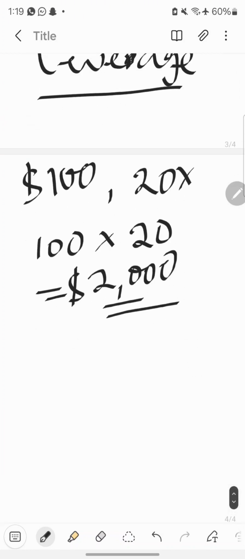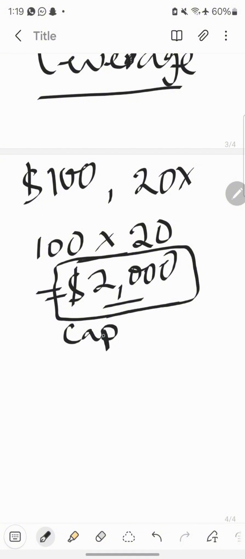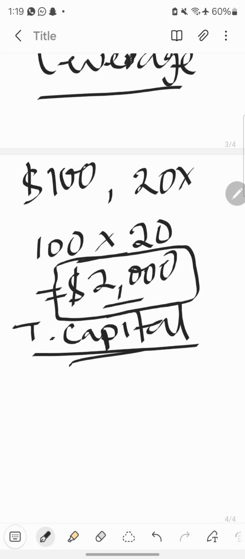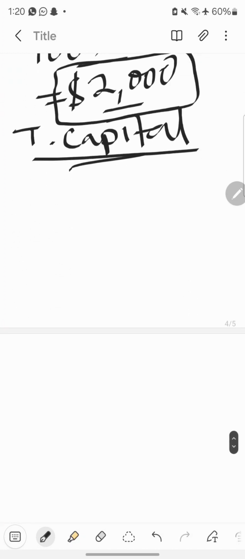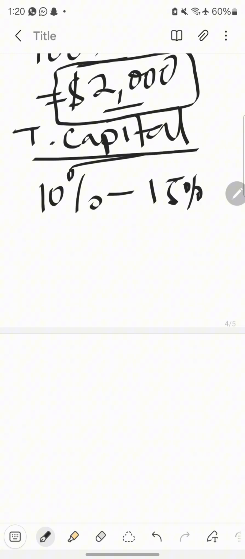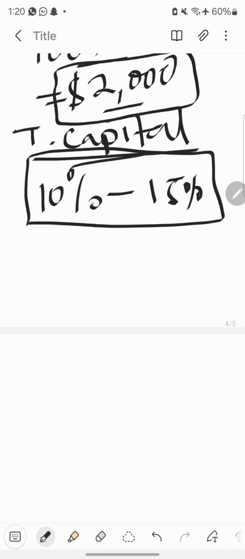So now you assume this $2,000 is your main total capital. How we use it is for risk management. You cannot stake that entire $2,000. I always ask you to use 10% to 15% of your capital. You understand? This is what I always ask you to use. So let's say now you are using 10% of your capital. What is 10% of 2,000?